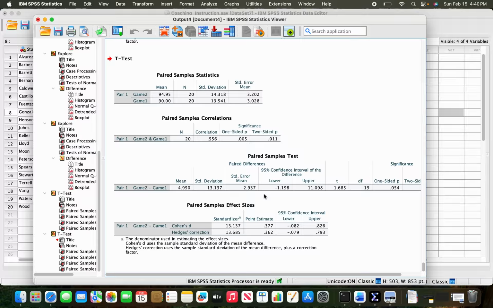So the delta percentage is 5.21%. What I did was I took 94.95 minus 90.0 and then divided by 90. So that gets you to 5.21%.